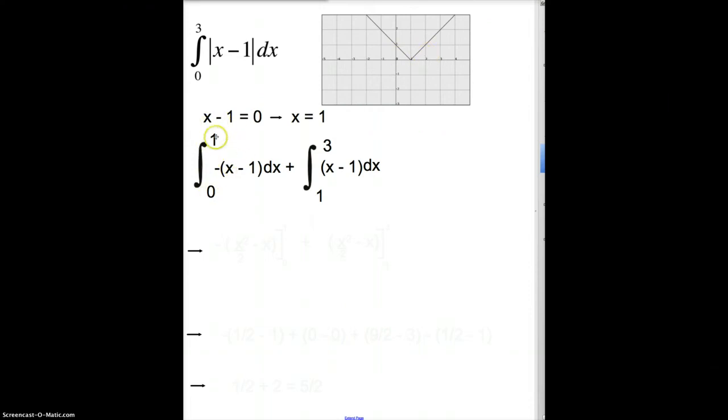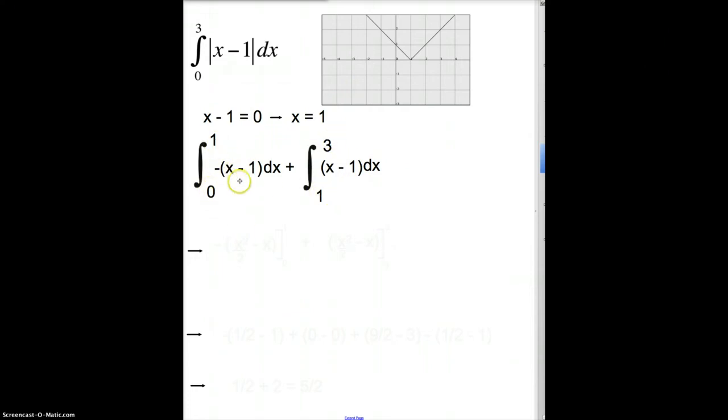So from 0 to 1, this part right here, the slope of that line is actually negative 1, and the y-intercept is positive 1. So if you just put a negative around this x minus 1, negative times the x minus 1, that's the equation of this line here. And then from 1 to 3, the line is just the x minus 1 that we started with. So remember, absolute value actually is a 2-part, it's like a piecewise function. So break it up into those 2 pieces, and integrate from 0 to 1, and then integrate from 1 to 3.